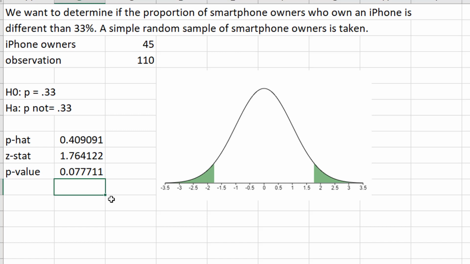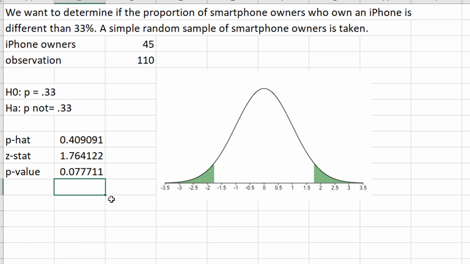0.077. This p-value tells you that if the population proportion really is 33%, then we have about a 7, almost 8% chance that a sample of 110 people will result in 45 iPhone users, or something like that.